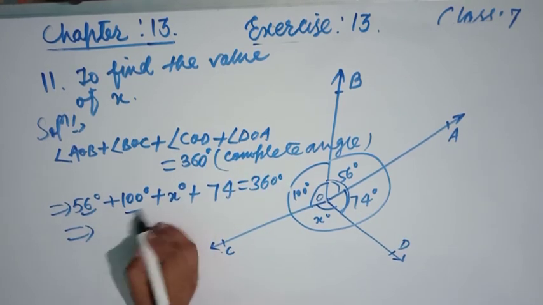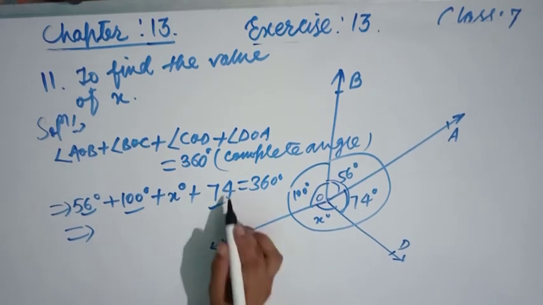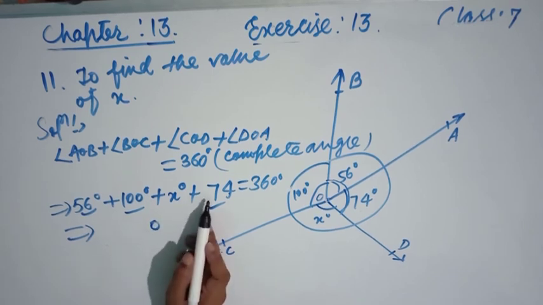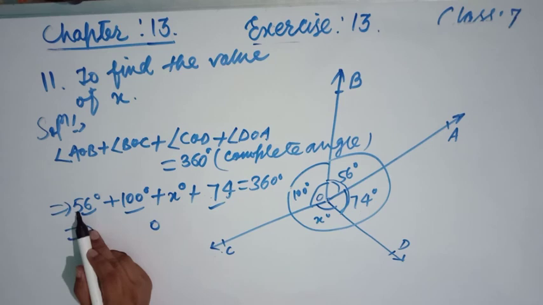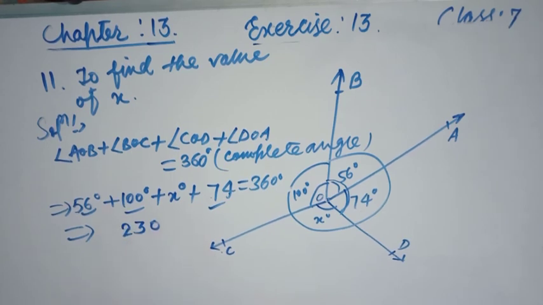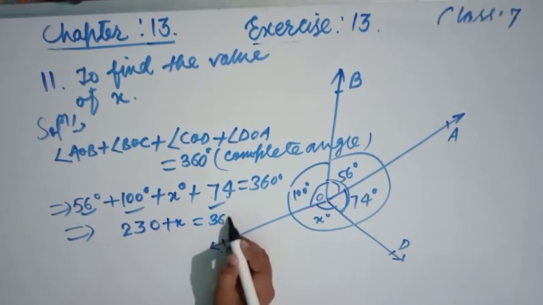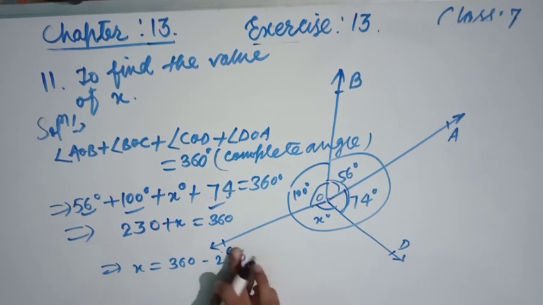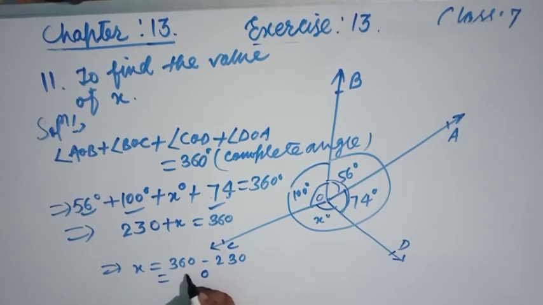Now add these: 56 plus 100 plus 74 is 230. Plus x degrees is equal to 360. Now x is equal to 360 minus 230, which is 130 degrees. So this is your solution.